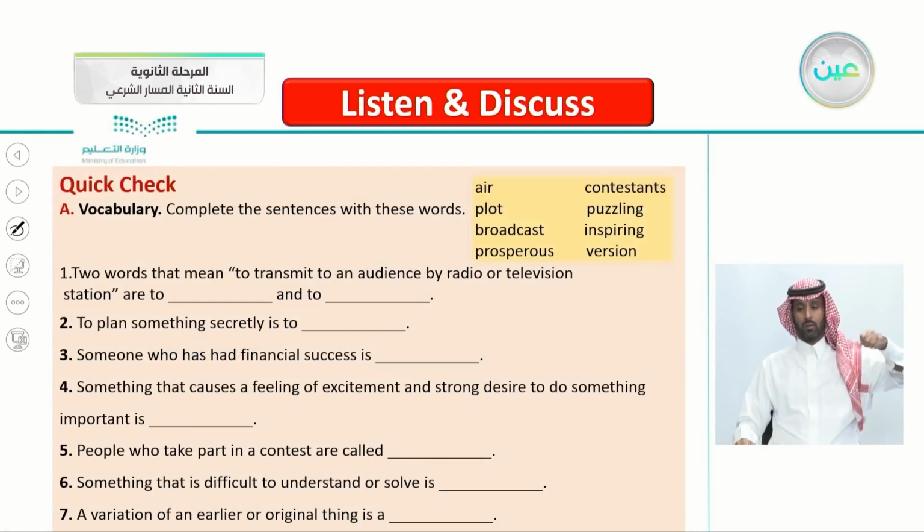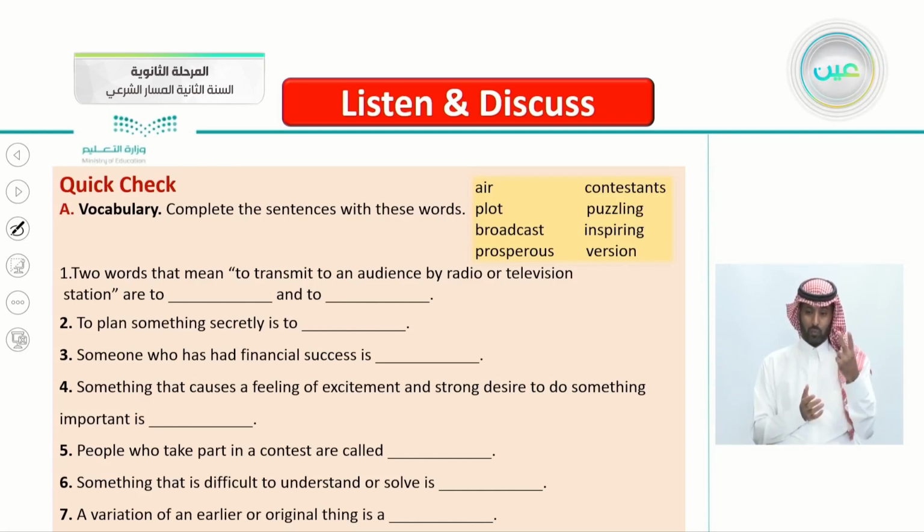So let's jump to the quick check here, the vocabulary. Complete the sentences with these words. We have 8 words here: air, plot, broadcast, prosperous, contestants, puzzling, inspiring, and version. So let's answer the first one. Two words that mean to transmit to an audience by radio or television station are to and to.